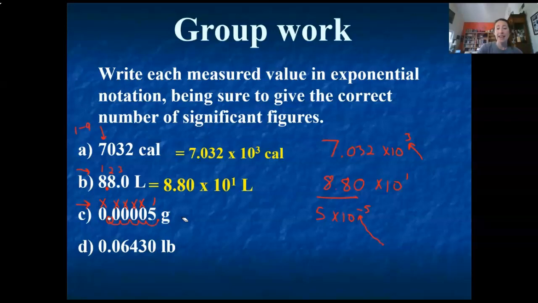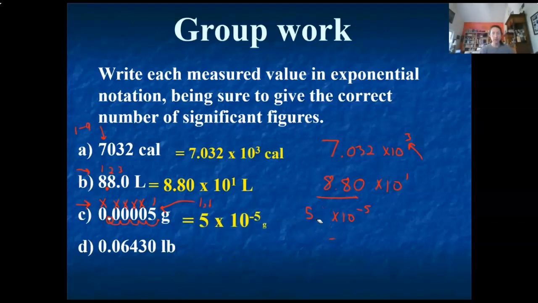Now, an incorrect way to write this would be like this. The reason this would be incorrect is because this has 2 significant figures, but this number only has 1 significant figure. So we can only have 1 significant figure. So whatever number of significant figures we start with, we have to have the same number in the end.